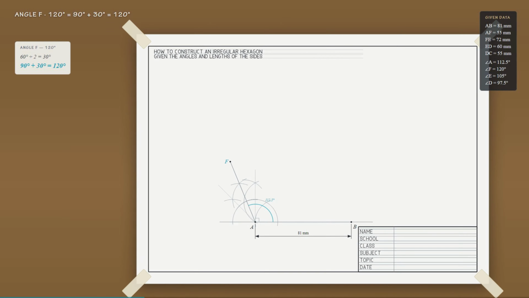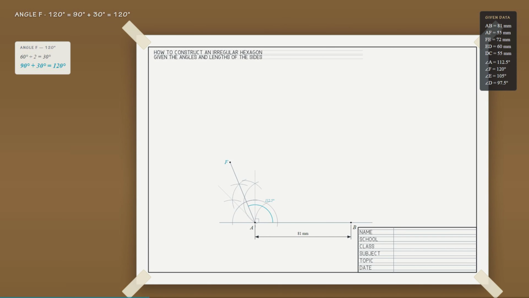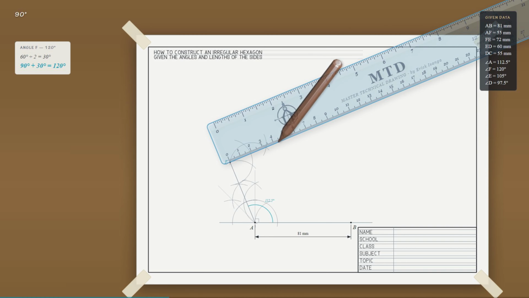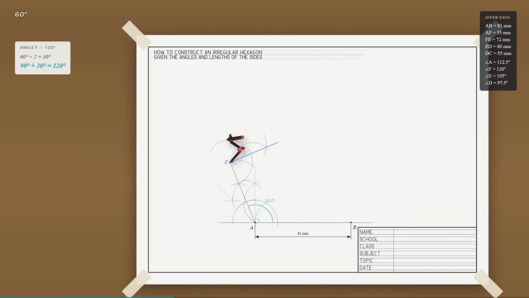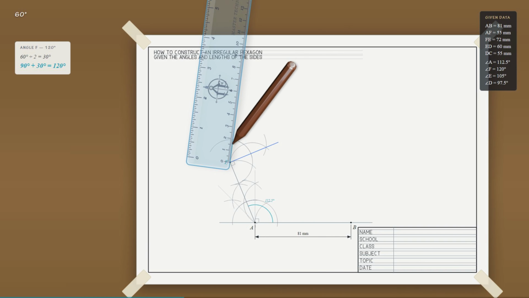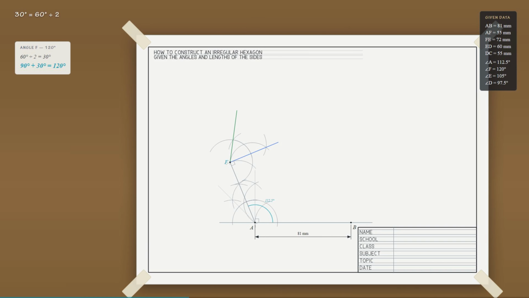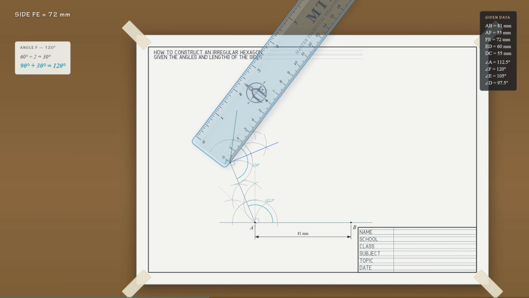At F, the required angle is 120 degrees, which is 90 plus 30. We erect the perpendicular at F. From it, we step off 60 degrees. We bisect the 60 to obtain 30. Added to 90, this gives the direction FE. We set off FE, 72 millimeters, and mark E.